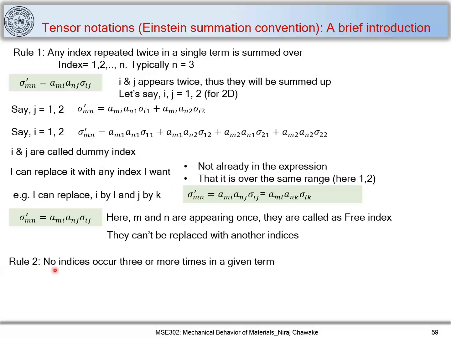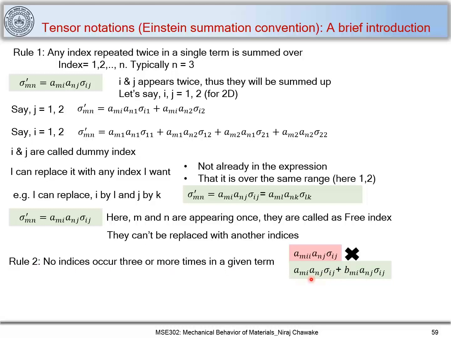Rule number two for this Einstein summation convention is that no index occurs 3 or more times in a given term. So let's understand this also. I have this given term a_mii a_nj sigma_ij, and I take another example. I have a_mi a_nj sigma_ij plus b_mi a_nj sigma_ij. So in the first term, this i is occurring thrice. So this is not allowed according to rule number 2.